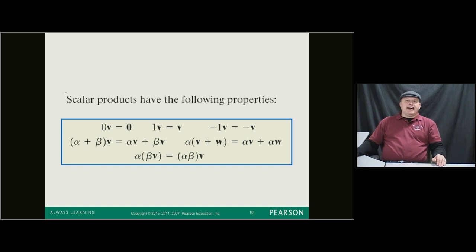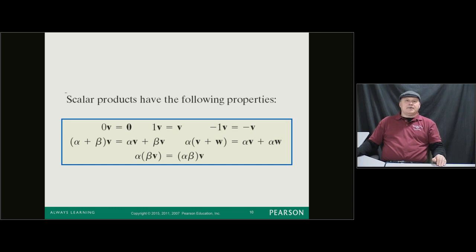So scalar products have the following properties. This is a summary of what we have, and you might want to pause this to write all these down. 0 times vector v equals the zero vector. 1 times vector v equals the vector v, so it's the identity property. Multiplying the vector v times 1 is still going to be the same vector. Negative 1 times v will just make the vector go in the opposite direction.